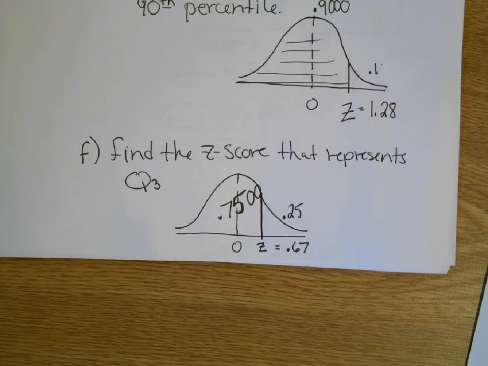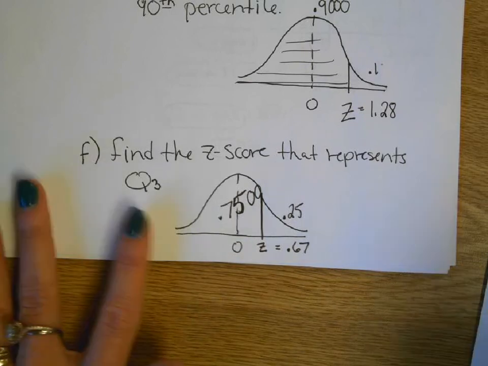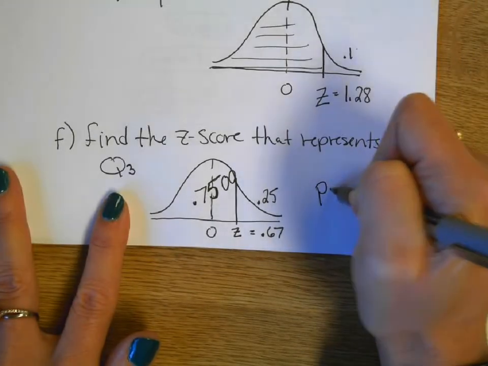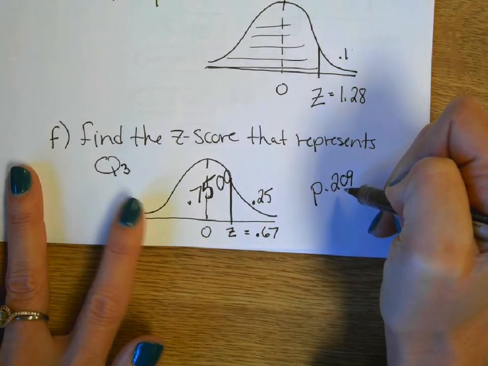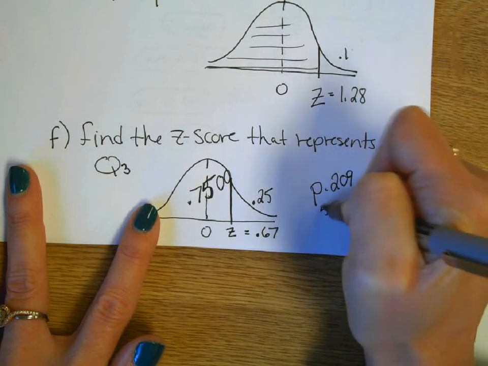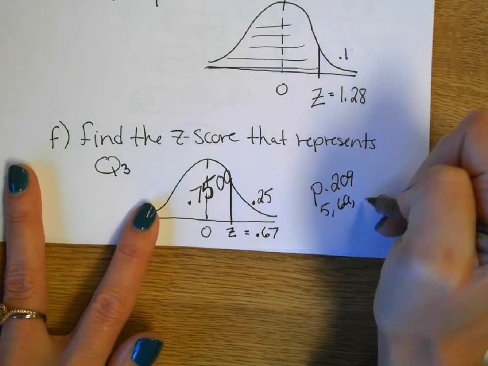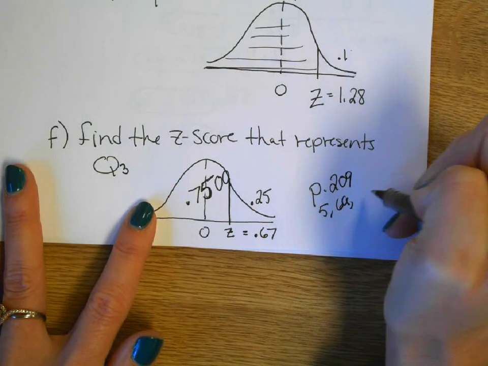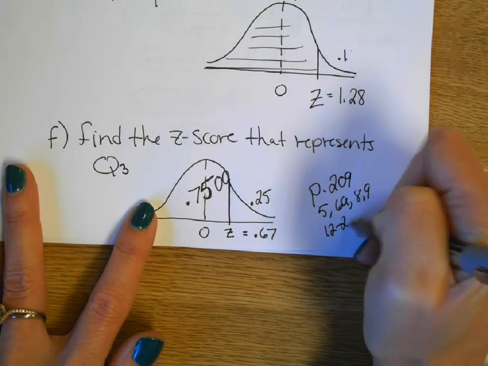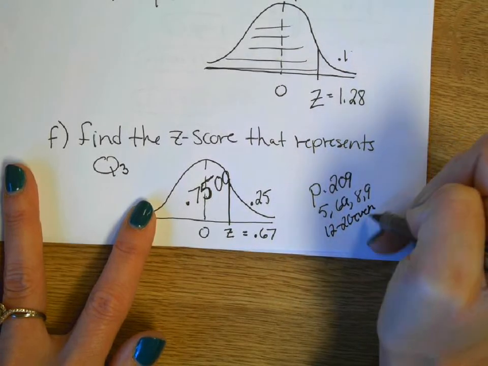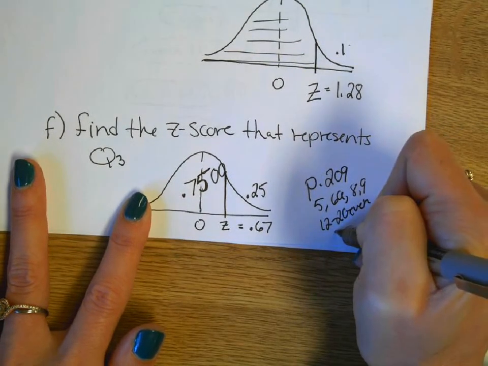Okay, you've got for homework page 209. 1 through 2, 5, 6A, 8, 9, 12 through 20 even, and 38 to 52 even.